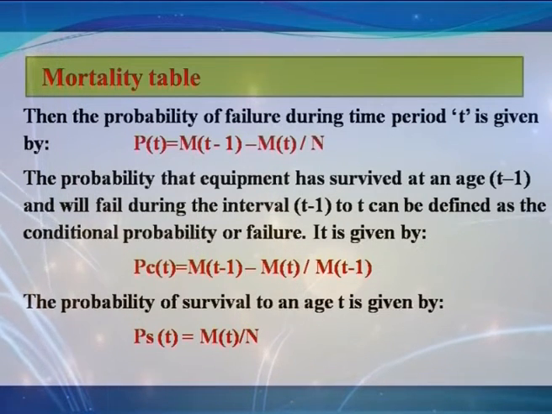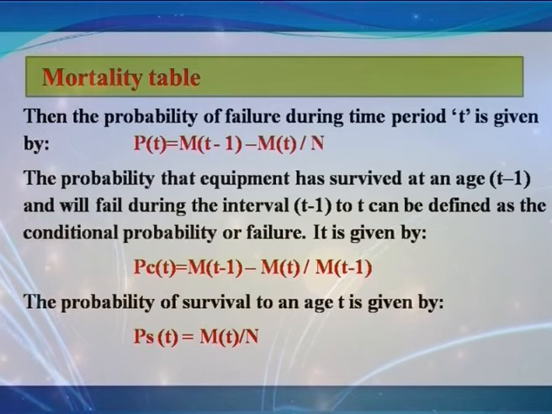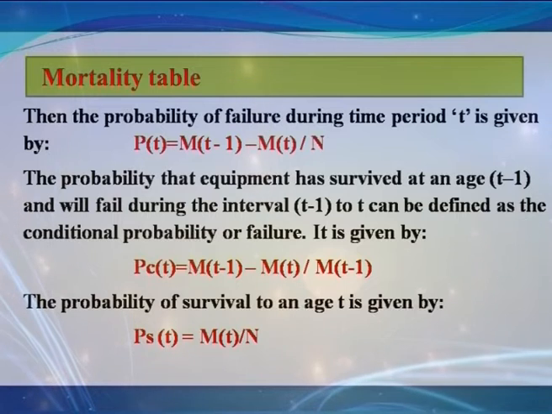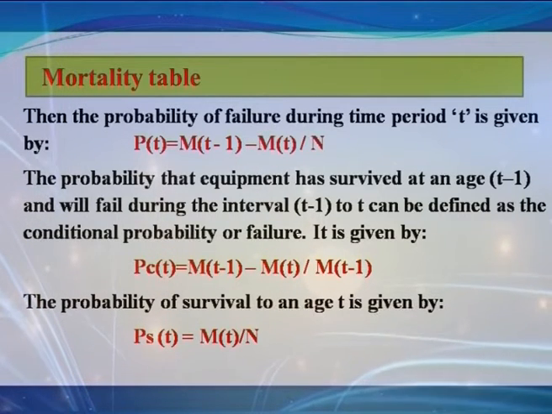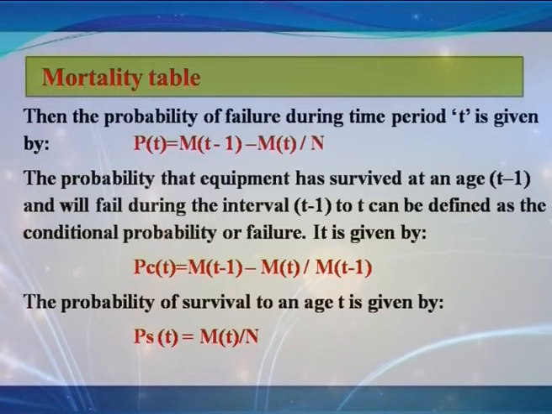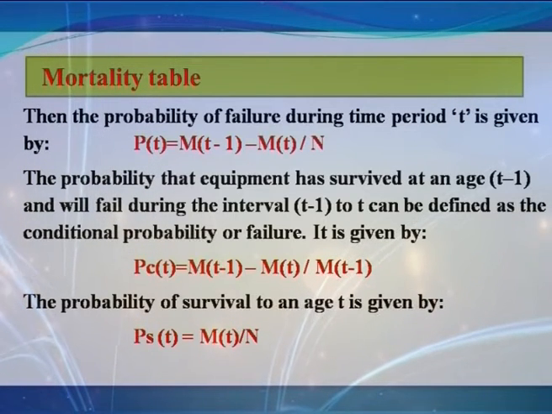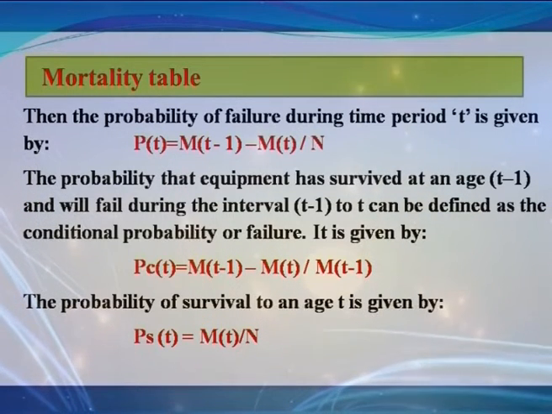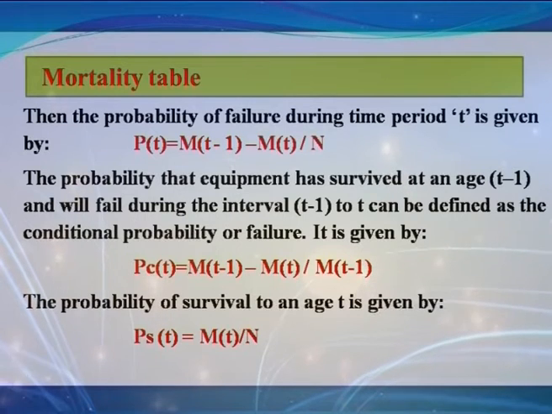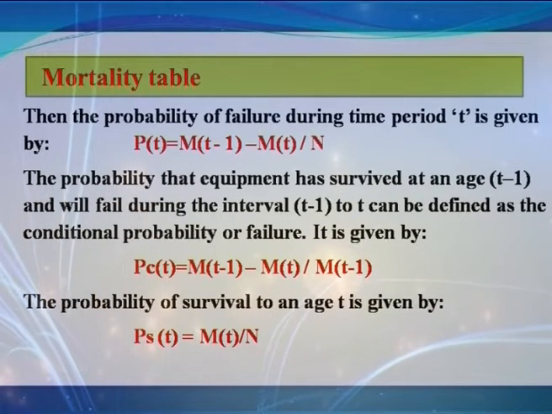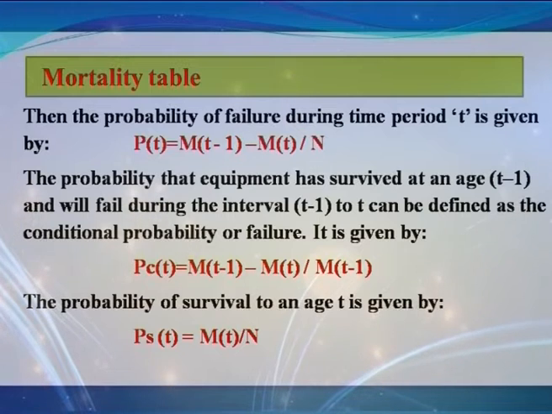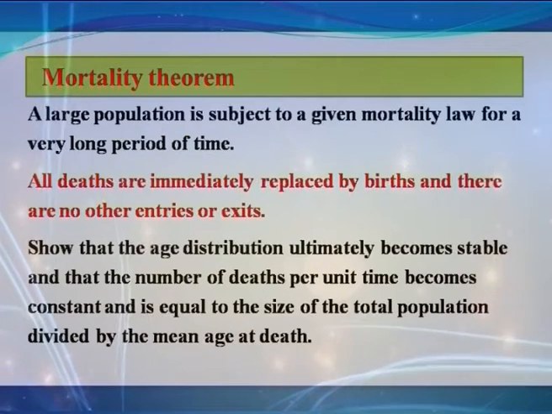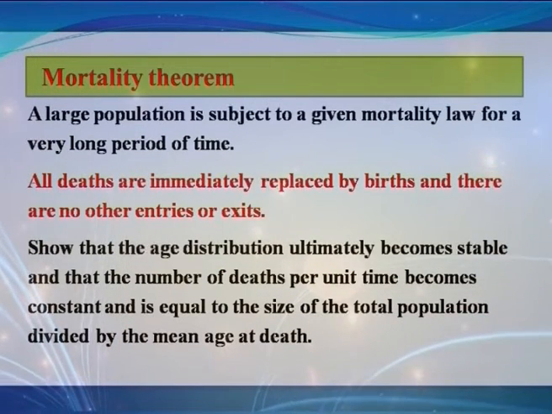The probability that equipment has survived to age t-1 and will fail during the interval t-1 to t can be defined as the conditional probability of failure. It is given by Pc(t) = [M(t-1) - M(t)] / M(t-1). The probability of survival to an age t is given by Ps(t) = M(t) / N.